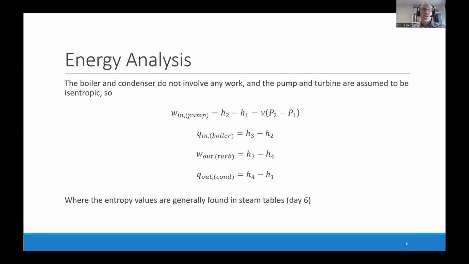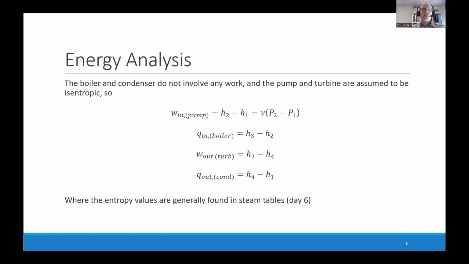Now, performing the energy analysis on the cycle, the work that needs to be put into the pump is given by the change in enthalpy, h2 minus h1, which is also equal to the specific volume times the pressure difference, P2 minus P1. The heat added from the boiler is also the change in enthalpy, so Q_in equals h3 minus h2. The work out of the turbine is similarly the change in enthalpy, h3 minus h4. And finally, the heat out of the condenser is h4 minus h1. Note that these are all per unit mass.